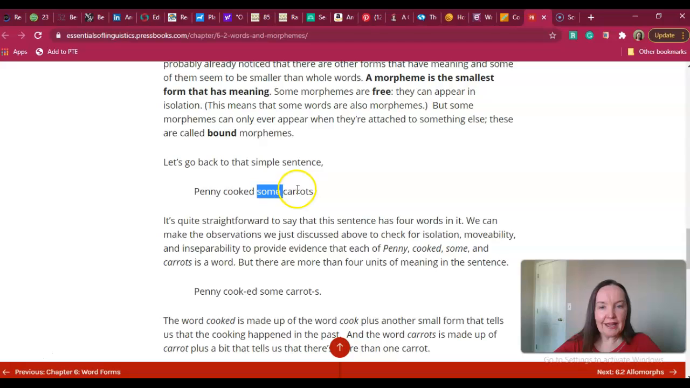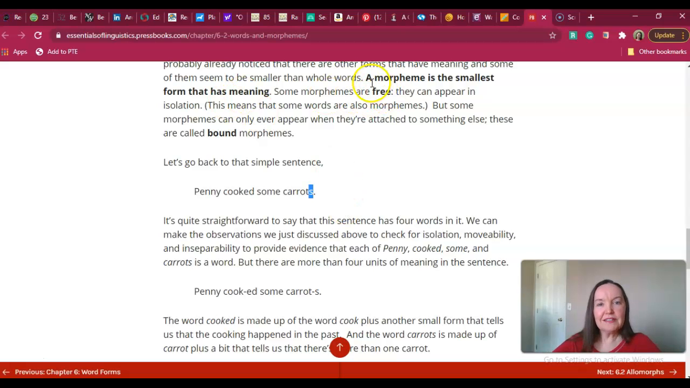When you look at the word carrot, carrot can exist by itself. It's a noun, it's a vegetable. But if we want to talk about more than one carrot, we need to add an ending to that, right? So this S ending, again, cannot exist by itself. If somebody asked you, what are you eating? You can't just say, S, right? It wouldn't make any sense. It needs to be attached to something else. And so you add that S ending in this particular case to show that there is more than one carrot. So again, we're looking at an example of a bound morpheme.